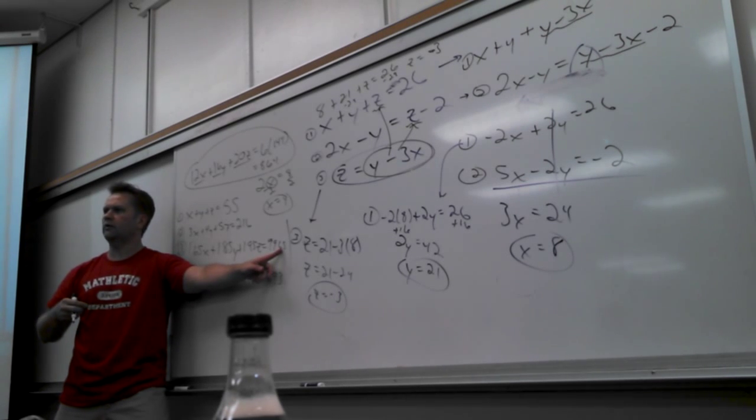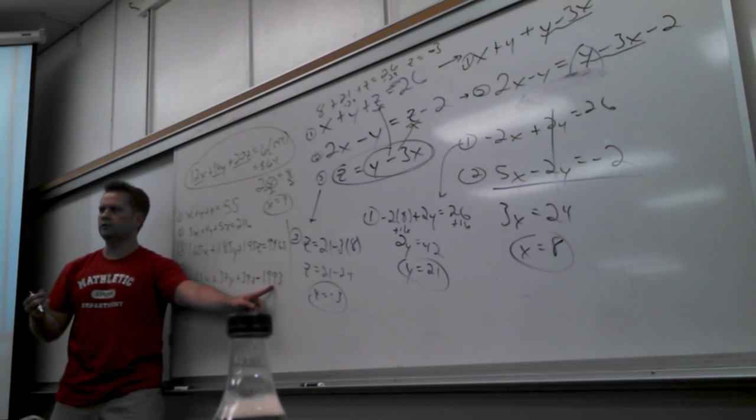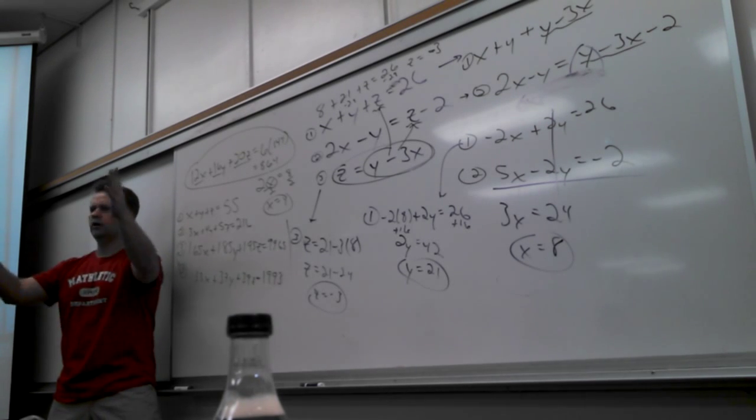35 divided by 5 is 7. So I've got to subtract 7 from what the answer would have been. I end up at 1993. And you're like, I've got a calculator, shut up.